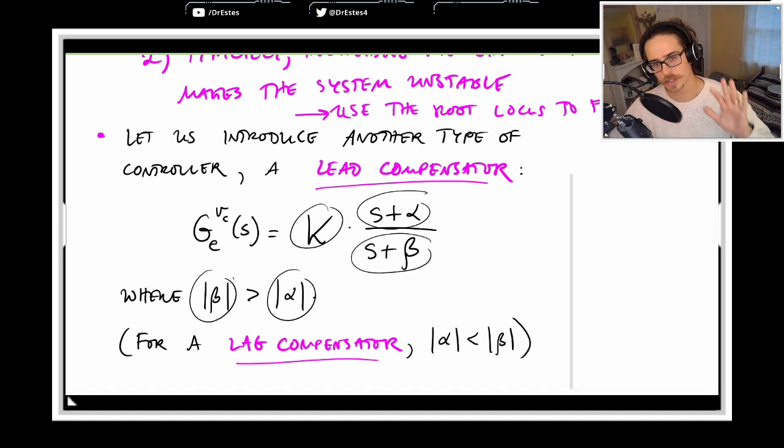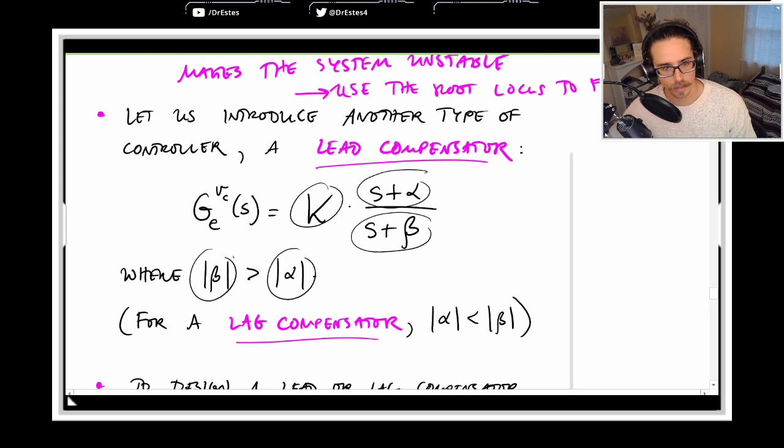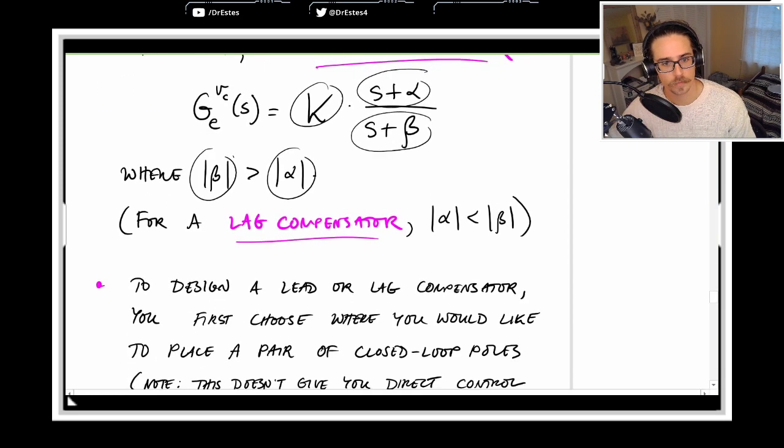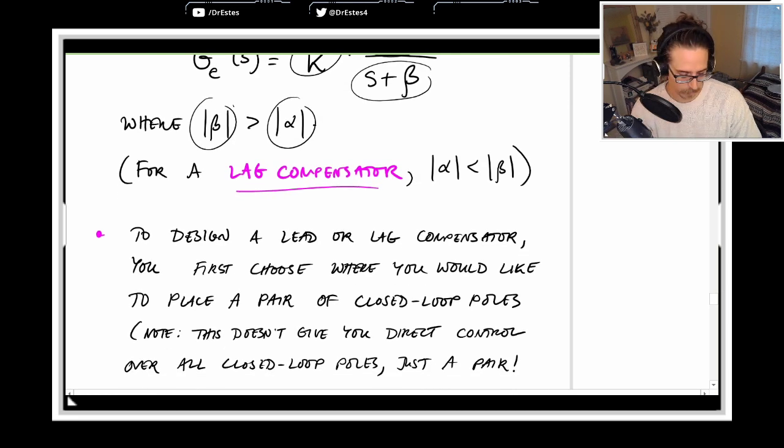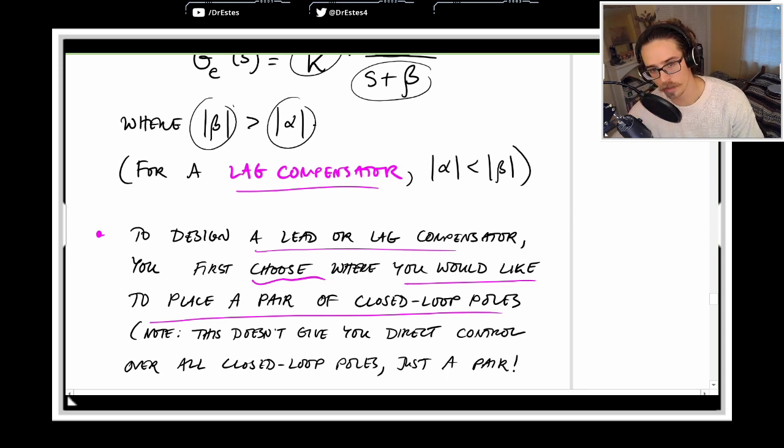Okay, we won't get too much into why it's called lead and lag, but I want to point out a cool feature. When you design a lead or lag compensator, you get to choose where you would like to place a pair of closed loop poles.